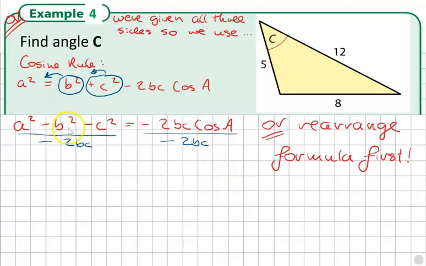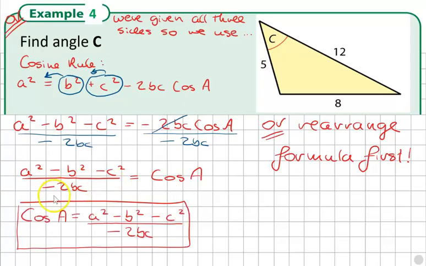Then if we divide both sides by minus 2bc to get the cos A on its own, these will cancel because anything divided by itself is 1. So you get cos A on its own. So we have a squared minus b squared minus c squared all over minus 2bc is equal to cos A. Or you can switch it around the other way. So cos A is equal to a squared minus b squared minus c squared all over minus 2bc.